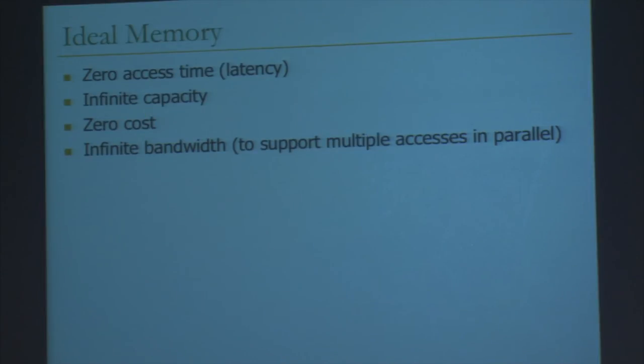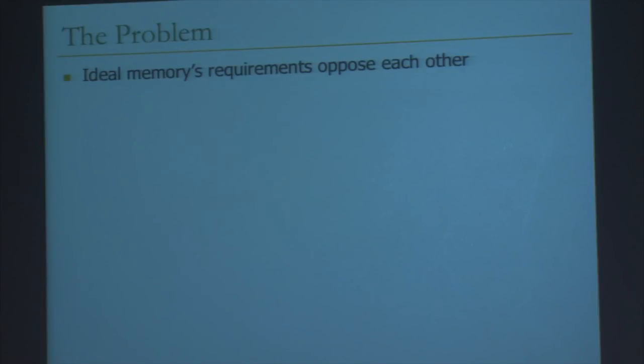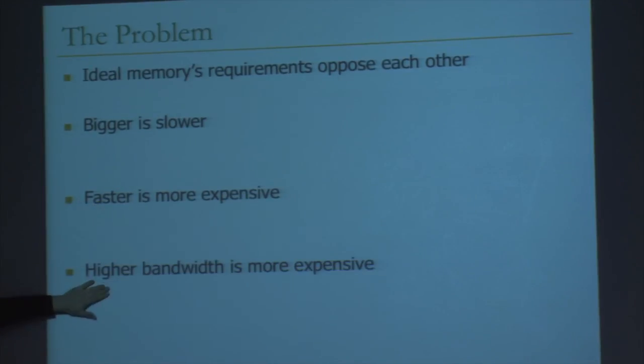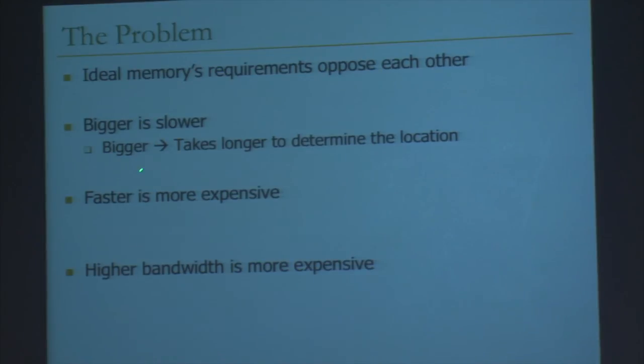People have tried to approximate this for a long time. The problem is these requirements oppose each other. If you want bigger, higher capacity, this tends to be slower, because as you increase the size, all of the peripheral logic that you need to access memory becomes slower, the decoding, for example. Faster is usually more expensive. This is dependent on the technology. And higher bandwidth is also more expensive. Bigger is slower because it takes longer to determine the location that you're trying to access. You probably design decoders for memories or register files. If you have an 8-entry register file, it takes much shorter to access than a 128-entry register file.